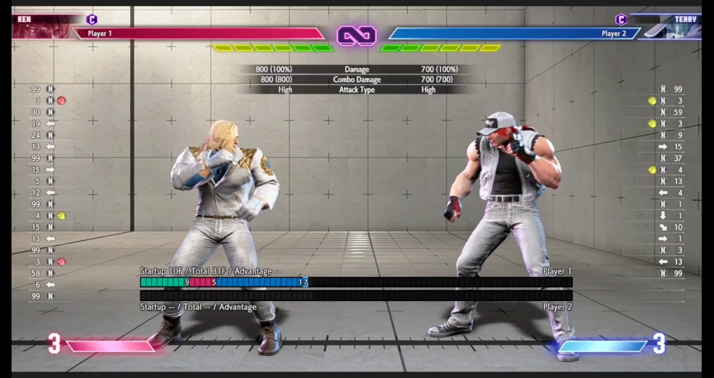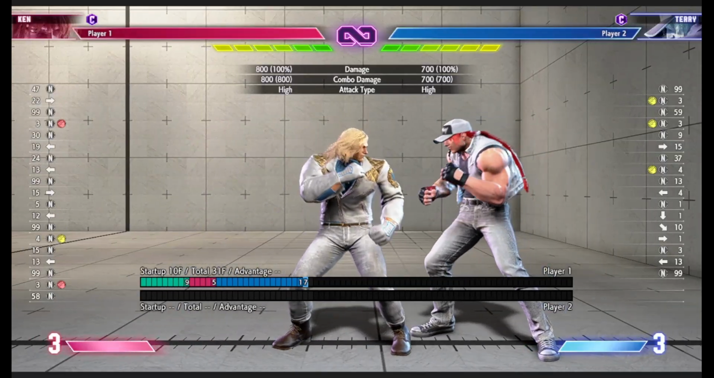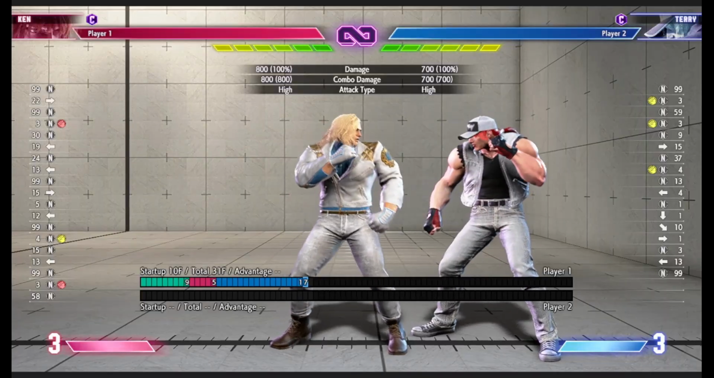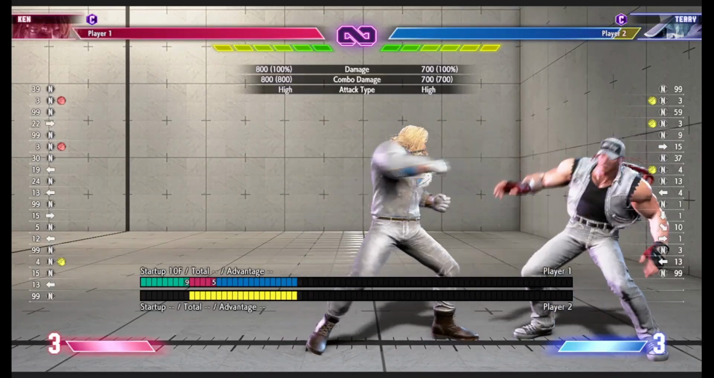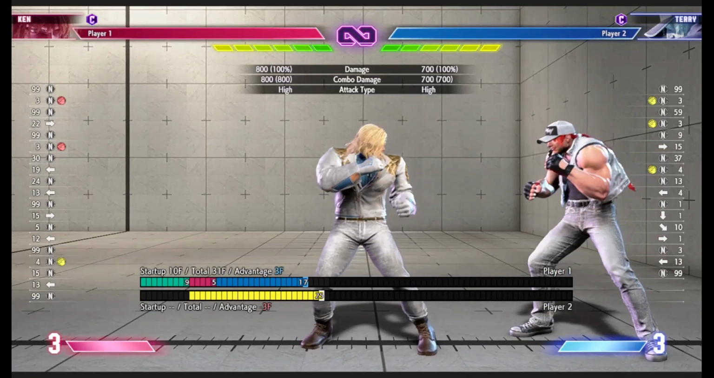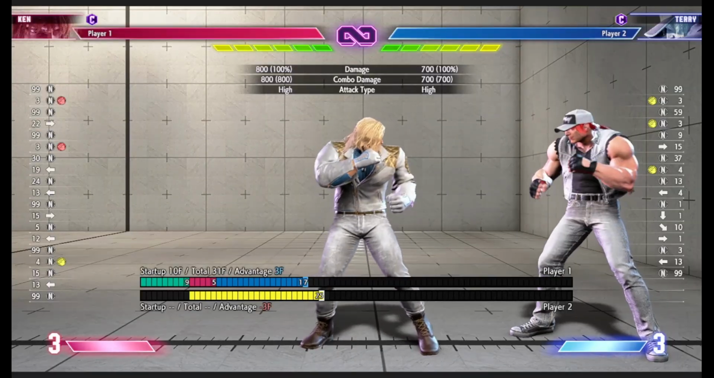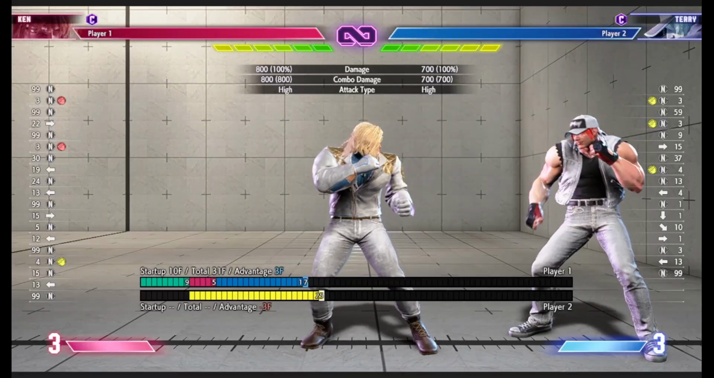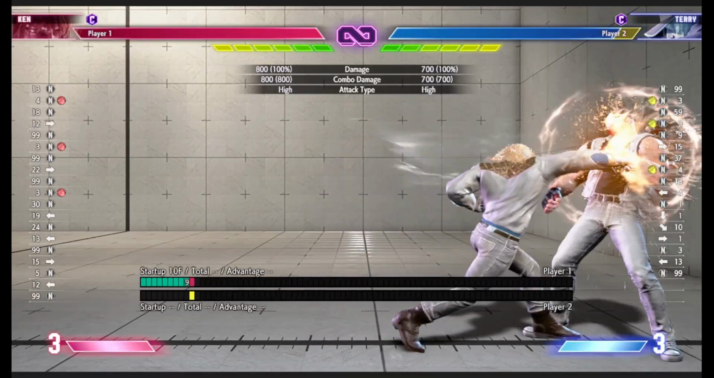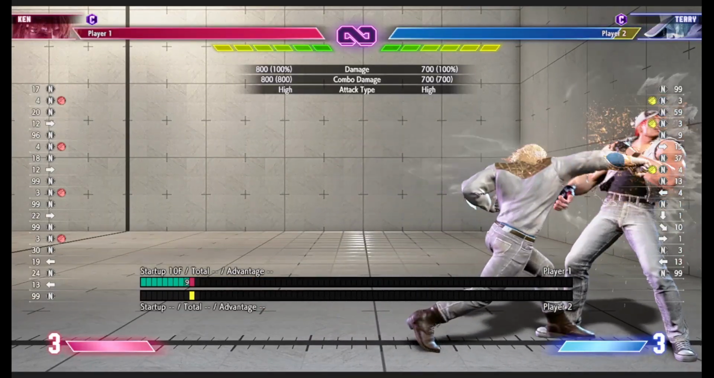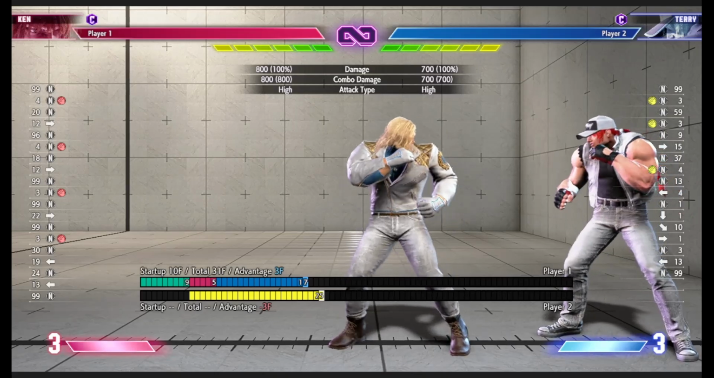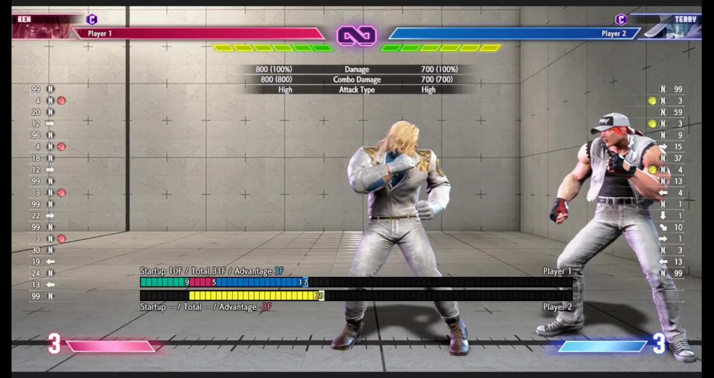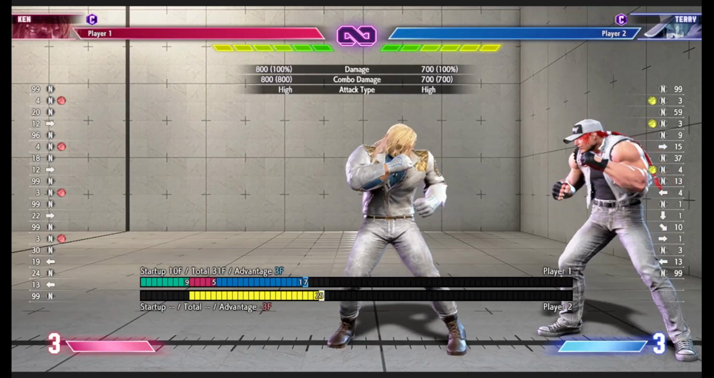In red, we have active frames. If your active frames overlap with your opponent's hitbox, you hit them. You can only do damage during your active frames. Most moves will hit on the first active frame. Looking at the frame meter again, Terry's bar at the bottom, you can see those yellow frames start. Those yellow frames start on the same frame as my red frames, or my active frames. That is known as hit stun.